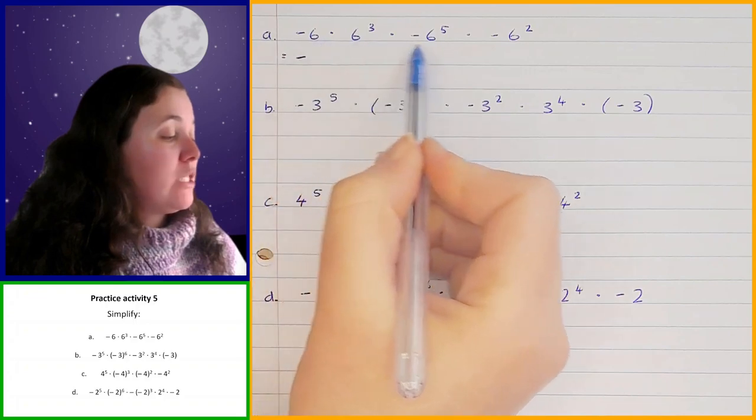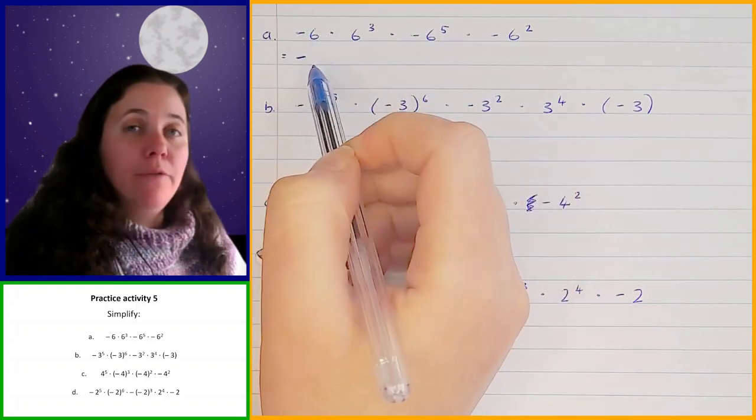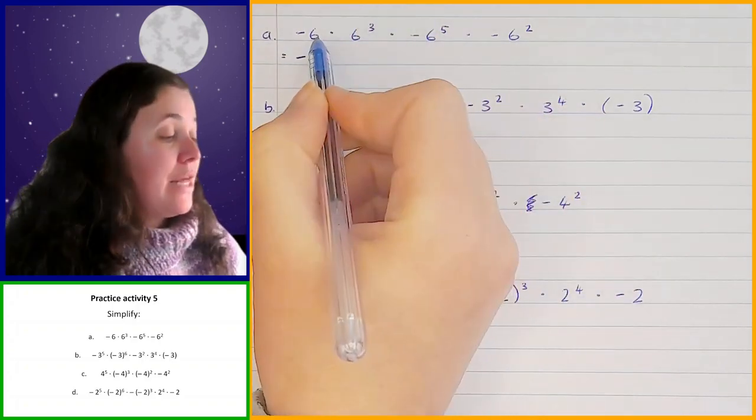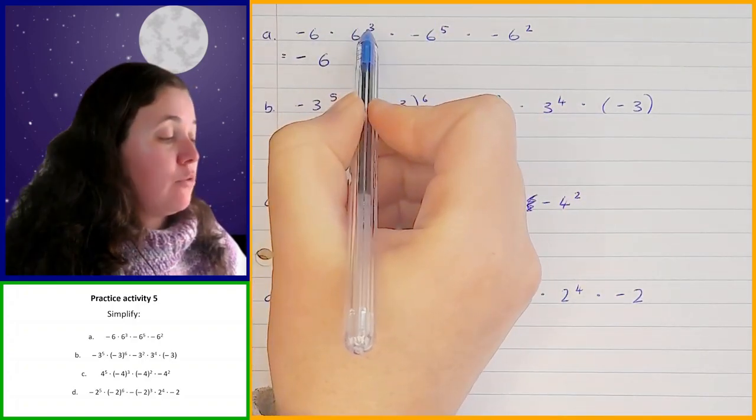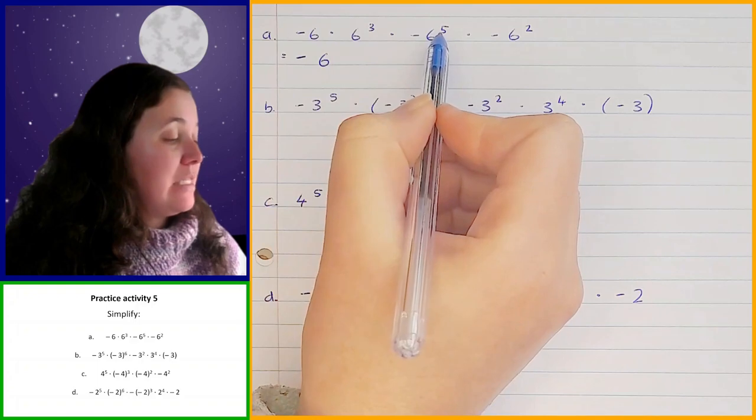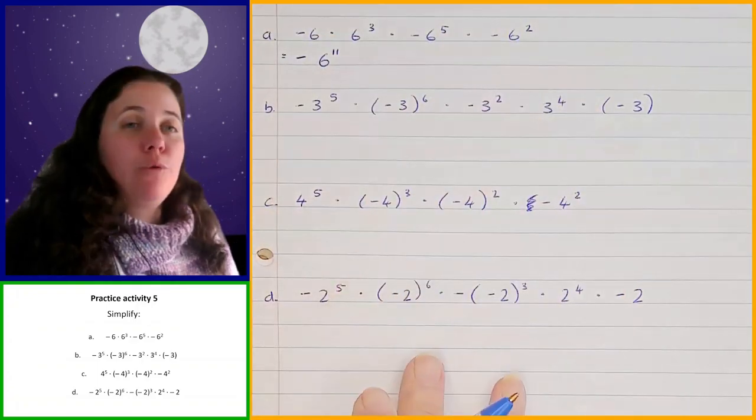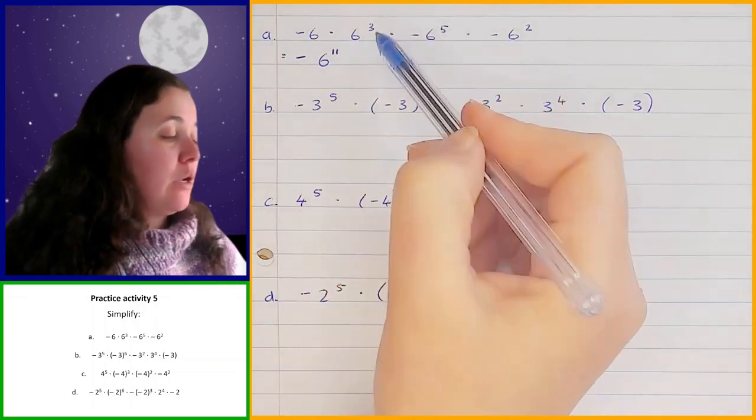Then, when I multiply these powers together, they all have the same base, so the base stays the same, and it stays 6. And then I add my exponents. So I have 1 plus 3 is 4, plus 5 is 9, plus 2 is 11. So that's what you should have got for question A. So that was a relatively simple one.